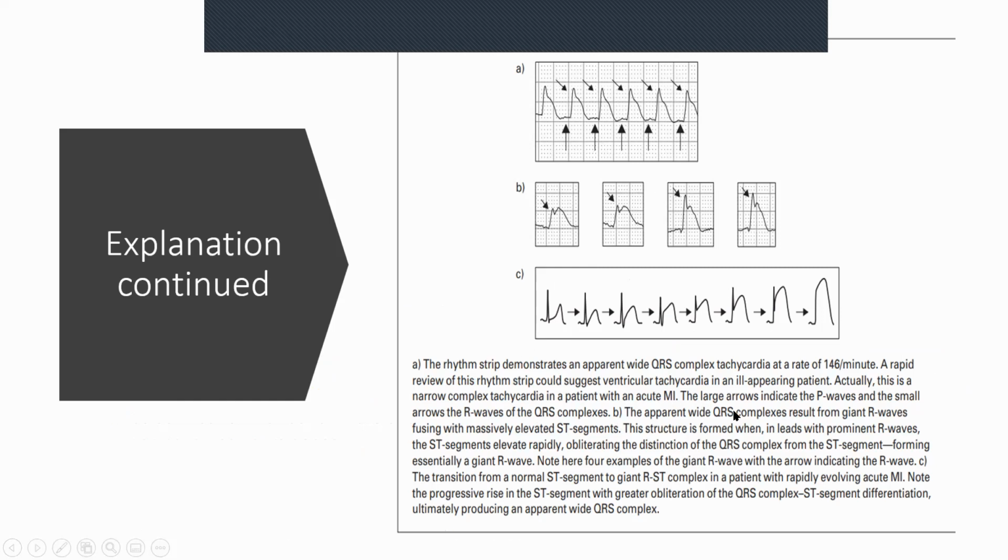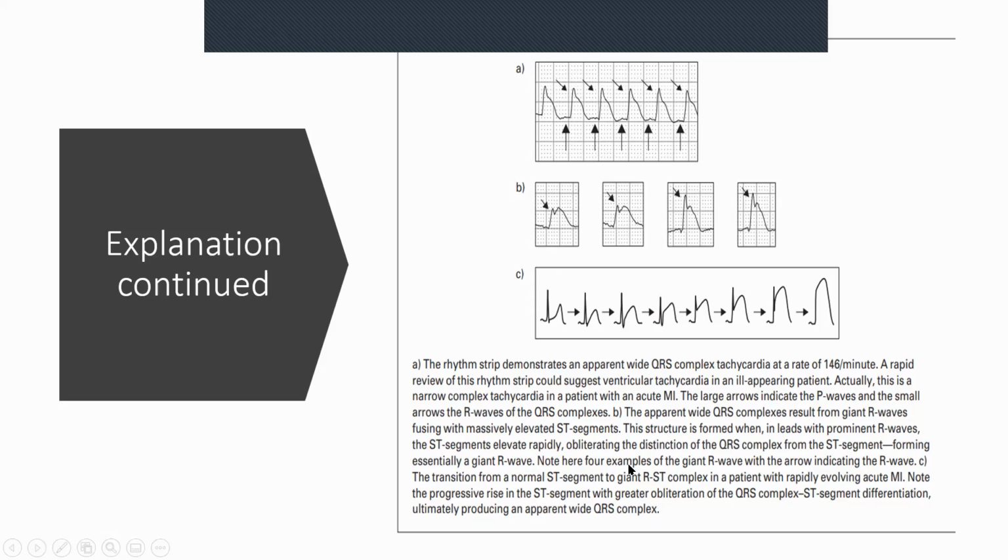So the apparent wide QRS complexes result from giant R waves fusing with a massively elevated ST segment. This is what you're seeing, the R wave and a massively elevated ST segment. The structure is formed when, in leads with prominent R waves, the ST segments elevate rapidly, obliterating the distinction of the QRS complex from the ST segment, forming essentially a single giant R wave, which is what you see there.